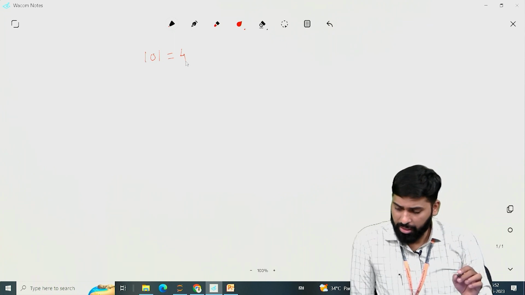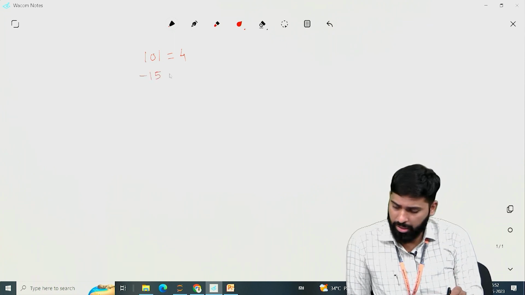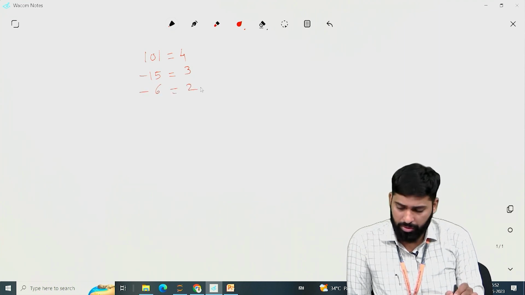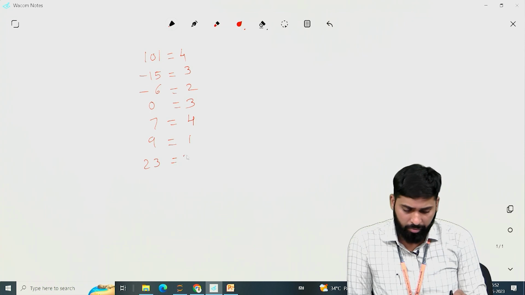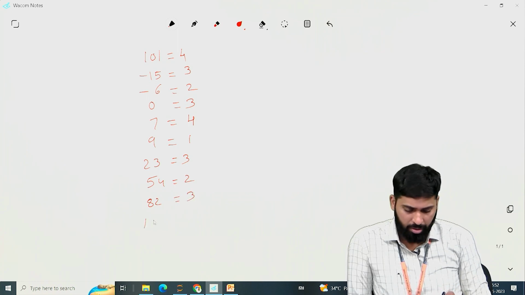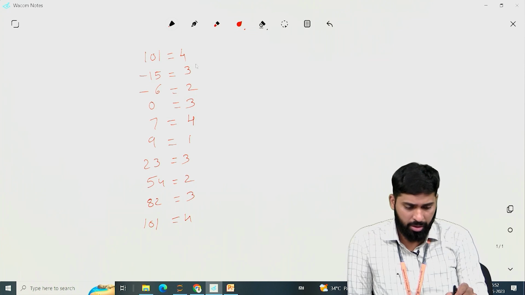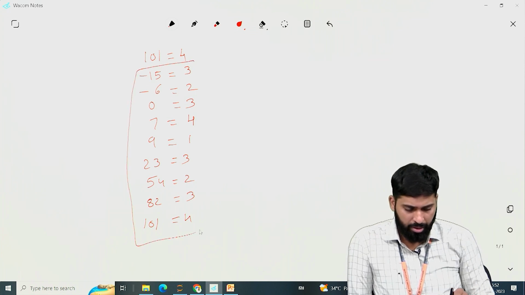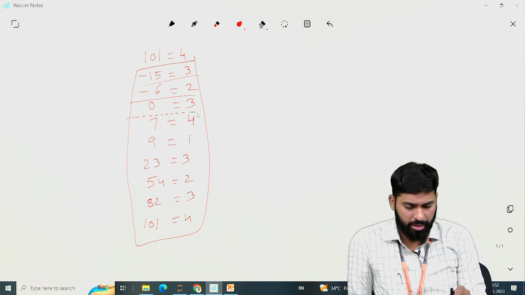Similarly, if I give the number minus 15, we get 3 comparisons. For minus 6, we get 2 comparisons. For 0, it is 3. For 7, it is 4. For 9, it is 1. If it is 23, the number of comparisons is 3. 54, it is 2. 82, the number of comparisons is 3. If it is 101, the number of comparisons is 4. So this is the array, the elements in the array.